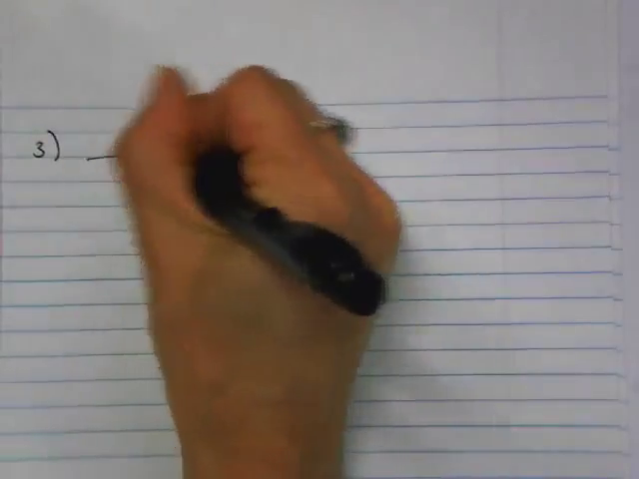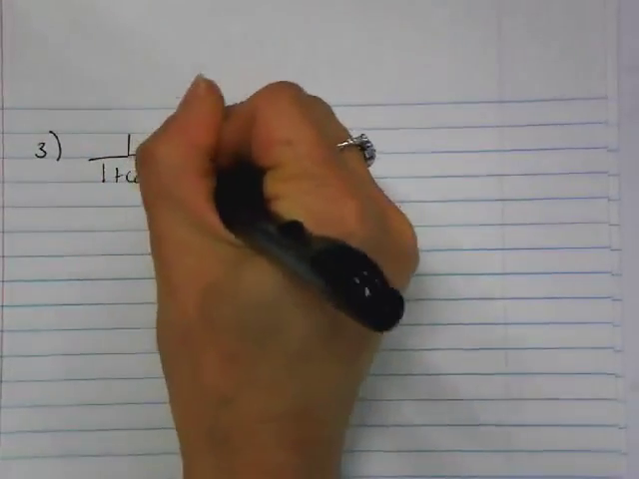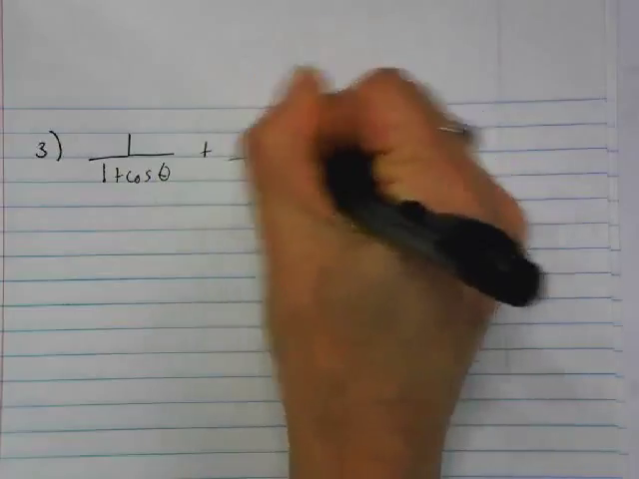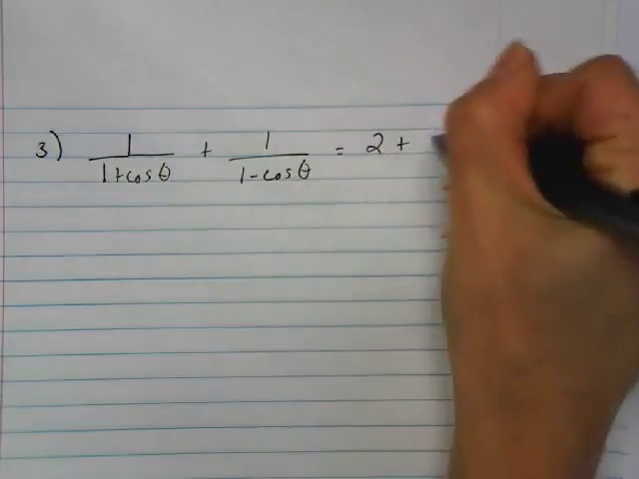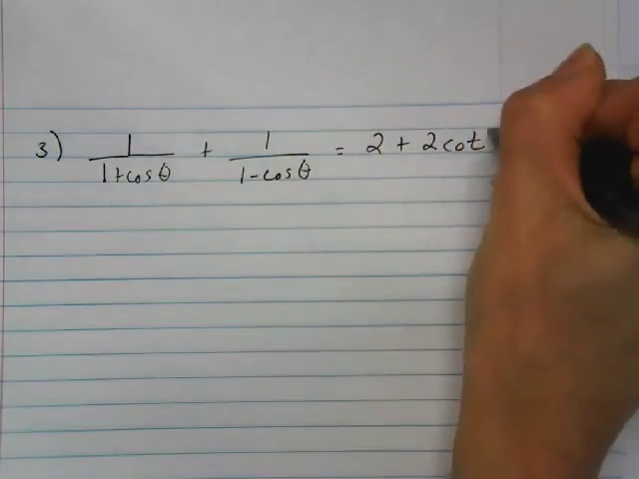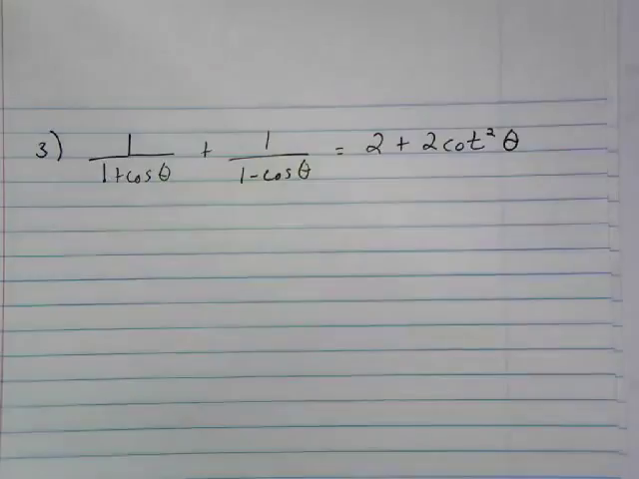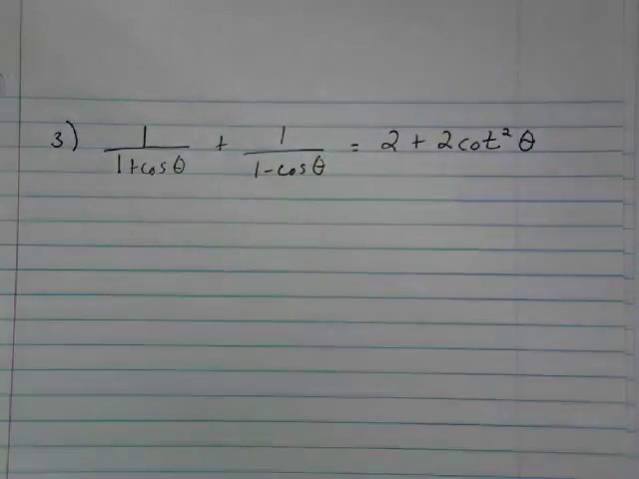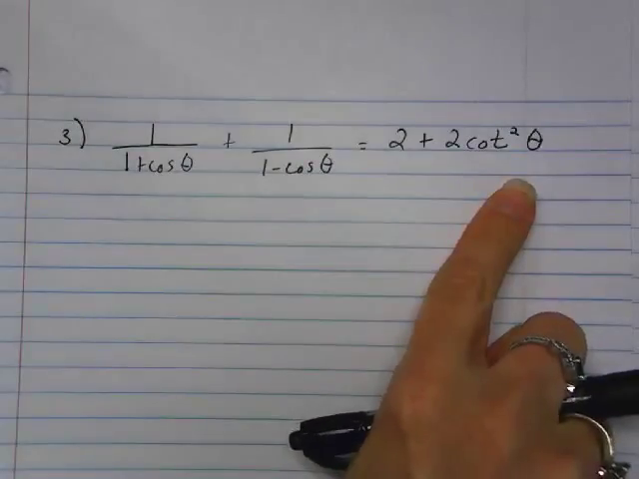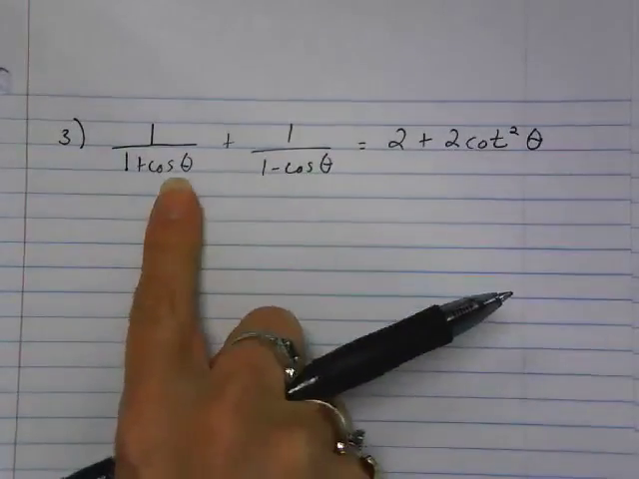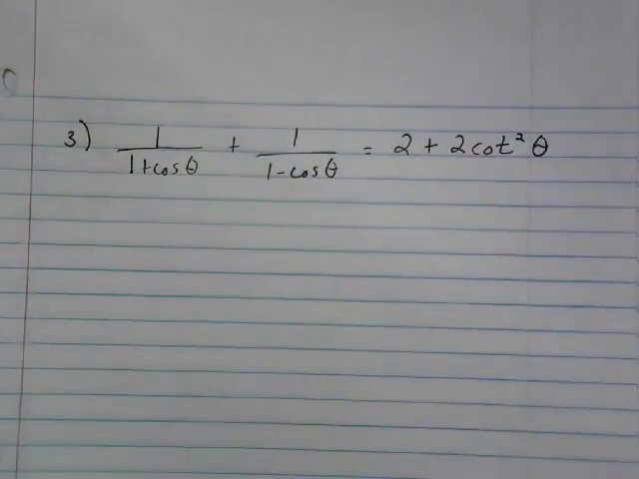Alright, so I start out with 1 over 1 plus the cosine of theta, plus 1 over 1 minus the cosine of theta. I'm trying to prove that that's equal to 2 plus 2 cotangent squared of theta. So the first question is, where do I start? And you know what? Both sides look pretty ugly. So we want to start on the ugliest side. I'm going to go ahead and run with this one because it's got the denominators. So I'm going to declare him the worst.